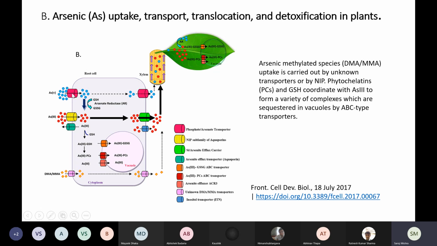Okay, if arsenic is taken up in the pentavalent form, it undergoes a reduction immediately by the glutathione system. So here you have arsenate reductase, which is going to bring about reduction of the pentavalent form into the trivalent form. So that is the first thing that is going to happen. So immediately there is a detoxification of arsenic by arsenate reductase, which is present in the cell.